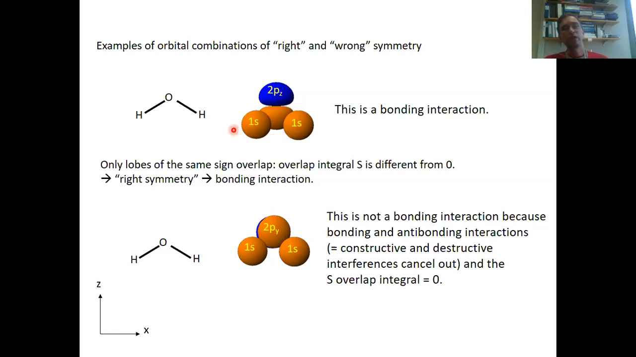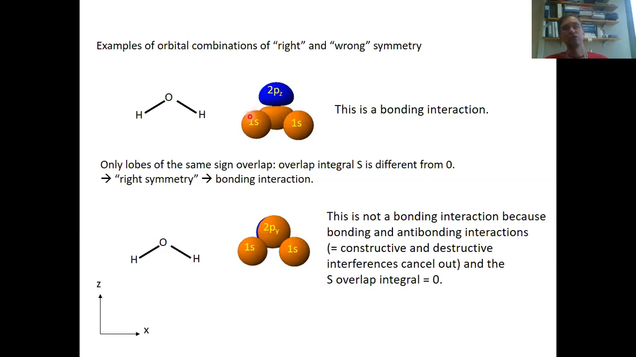Now here the algebraic signs of the wave function are indicated by color. In this case, blue means a negative algebraic sign, and orange means a positive algebraic sign. Okay, so now I can see that if we choose our 1s orbitals to both have positive algebraic sign, we can create constructive interference of these two 1s orbitals with that lobe of the 2pz orbital.